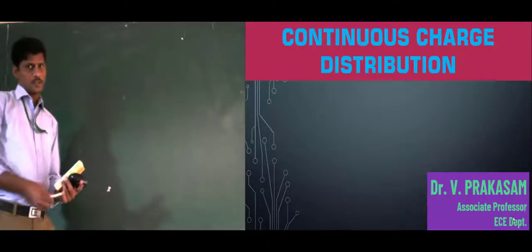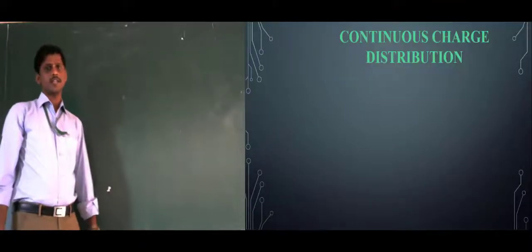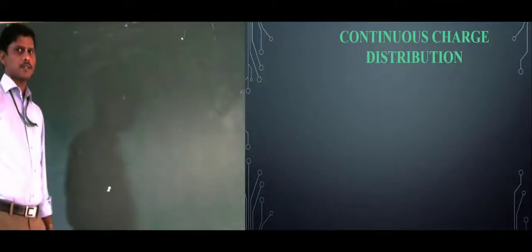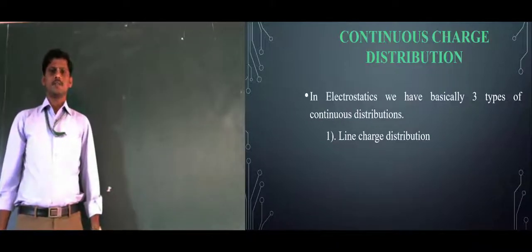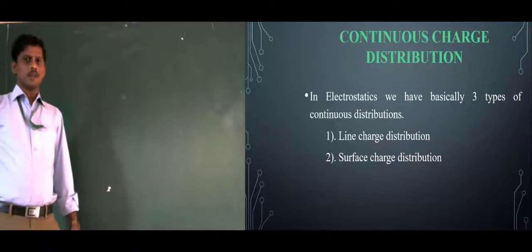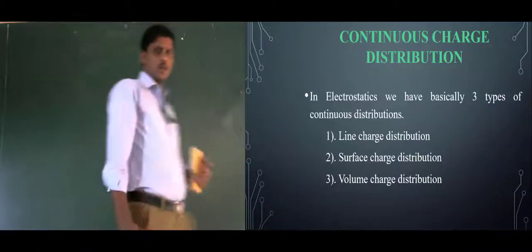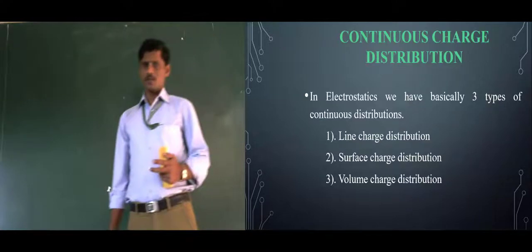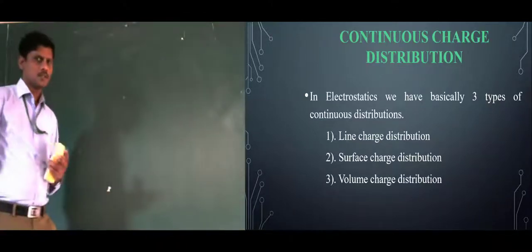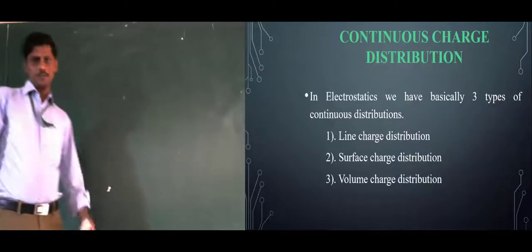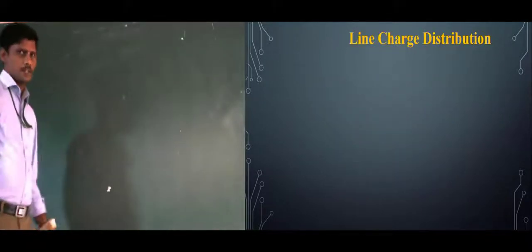Continuous charge distributions. In electrostatics, there are basically three types of charge distributions: line charge distribution, surface charge distribution, and volume charge distribution. So first we are going to discuss line charge distribution.